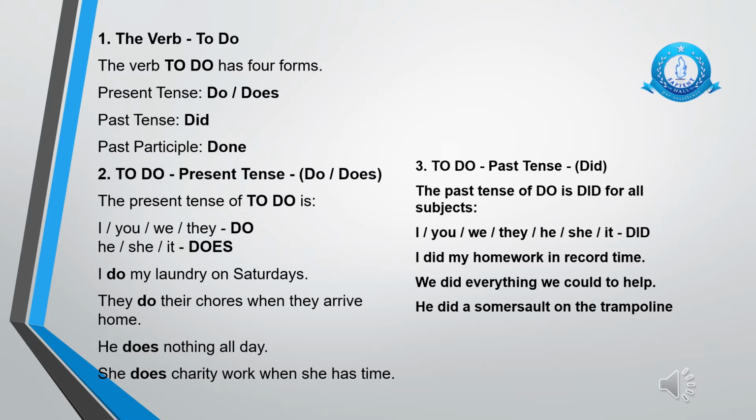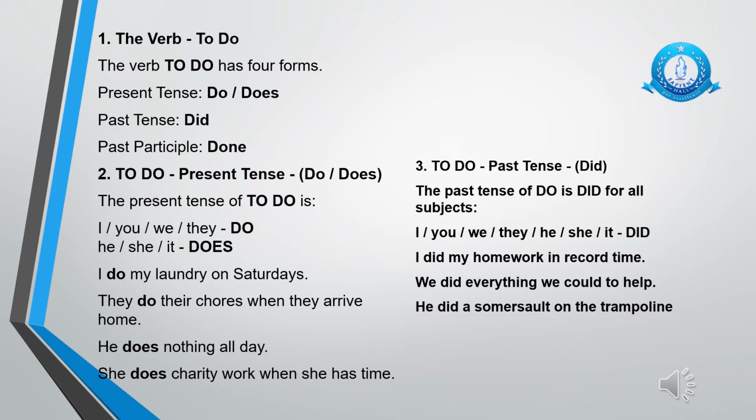Present tense of to do is do or does. The present tense of to do is I do, you do, we do, they do, he does, she does, it does. I do my laundry on Saturdays. They do their chores when they arrive home. He does nothing all day. She does charity work when she has time.